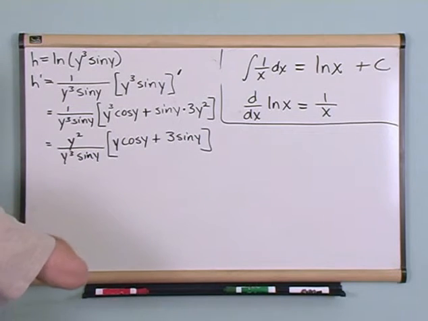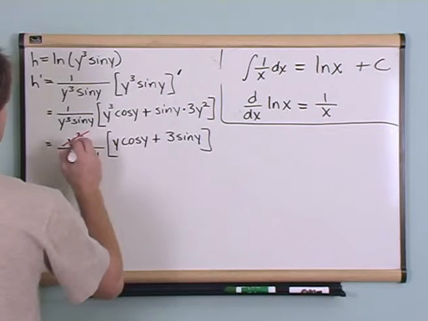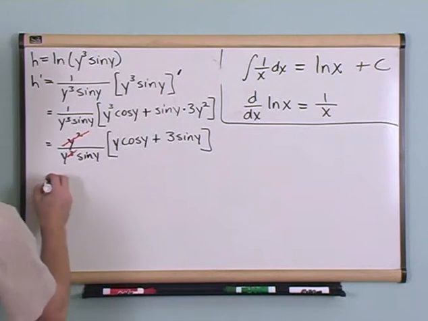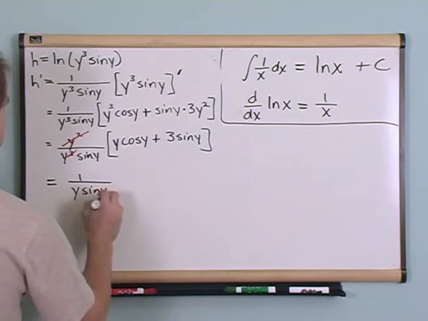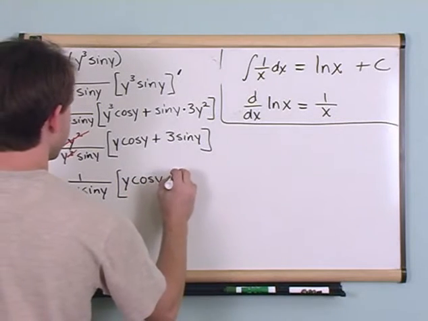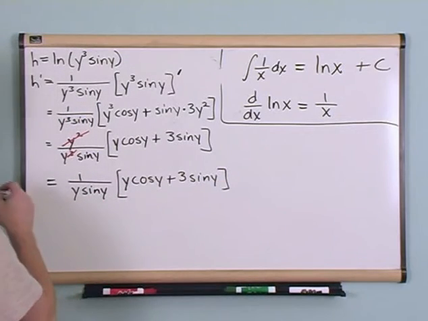And why did I do that, you might ask? Well, because when I do that, I can cancel this y squared with that y squared on the bottom. And so in the end, what I'll have is 1 over y times the sine of y times y cosine of y plus 3 times the sine of y. Okay?